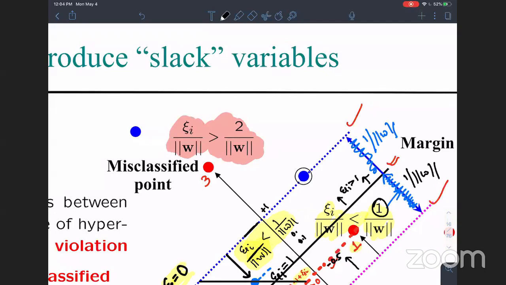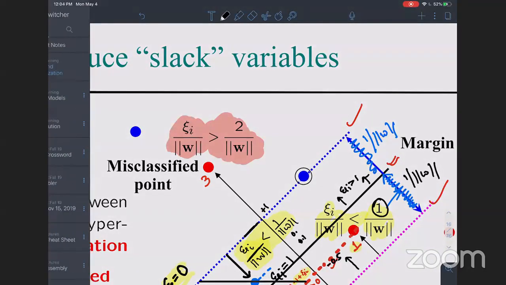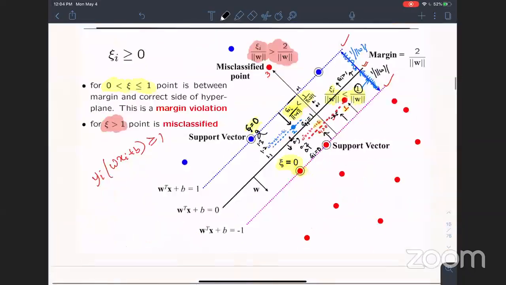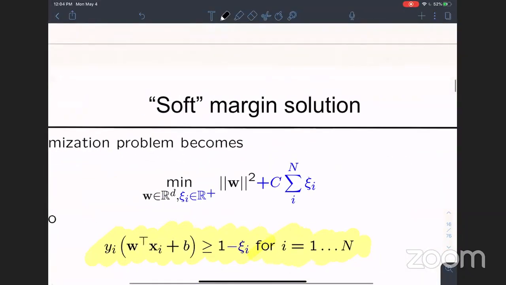So we are going to penalize the model based on how many points you misclassify. Basically, the loss for the points that go beyond this eta by w margin will contribute to the maximum loss.